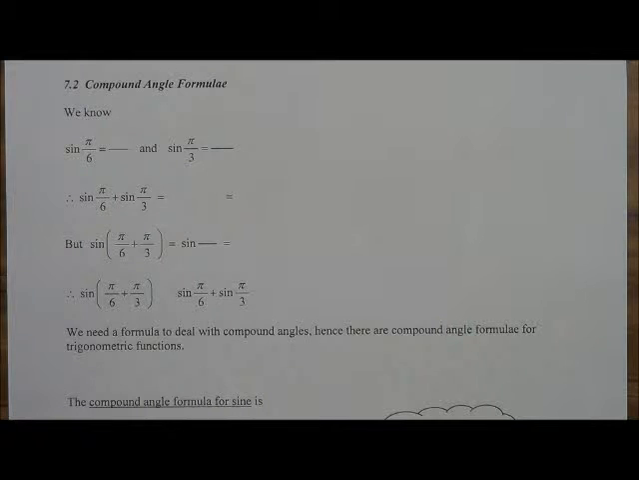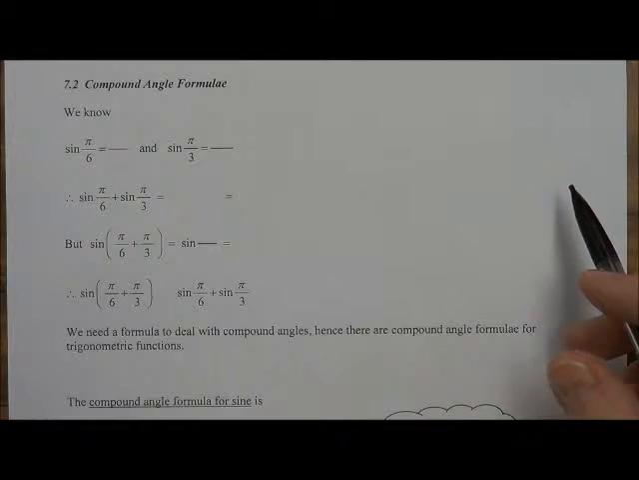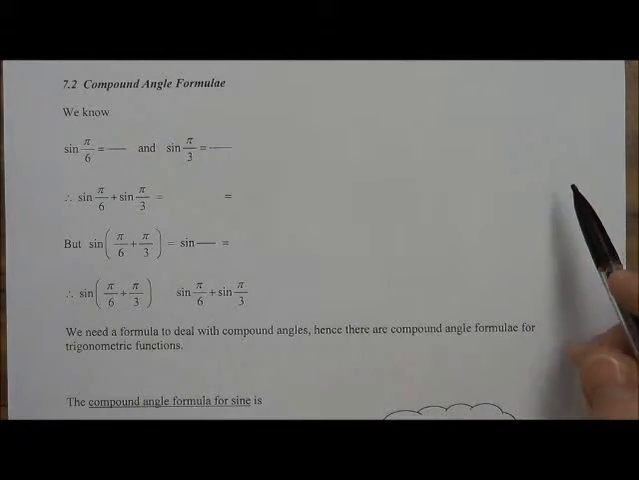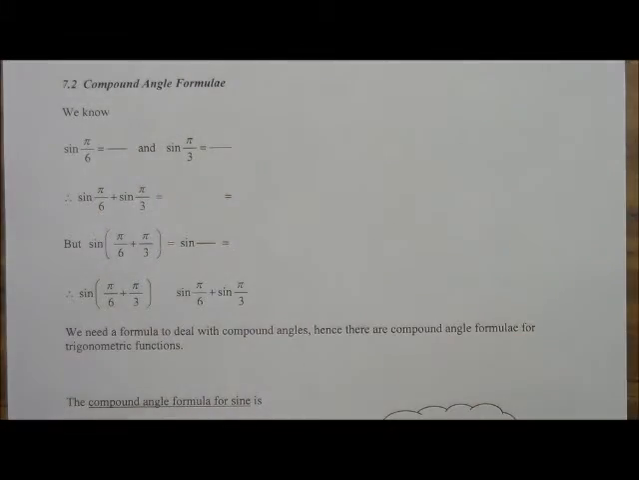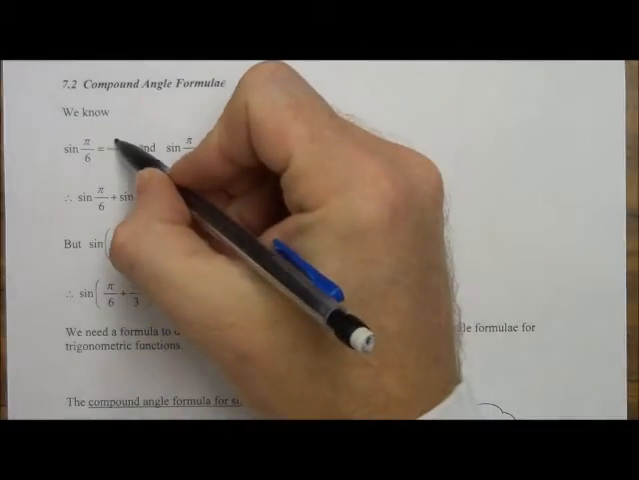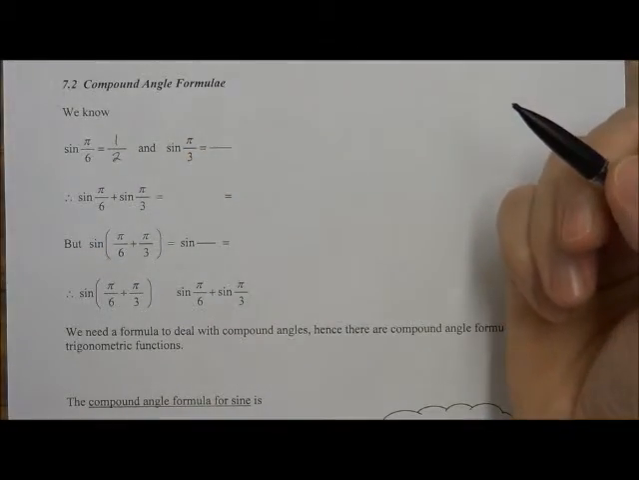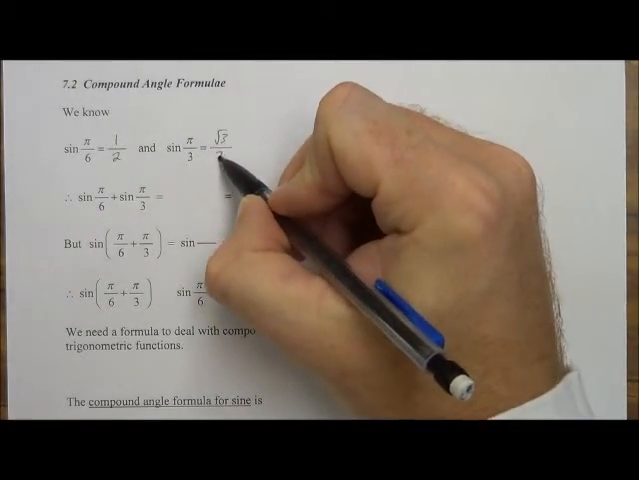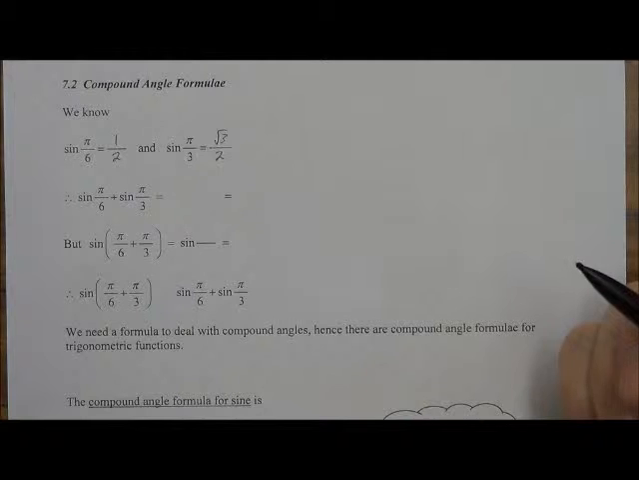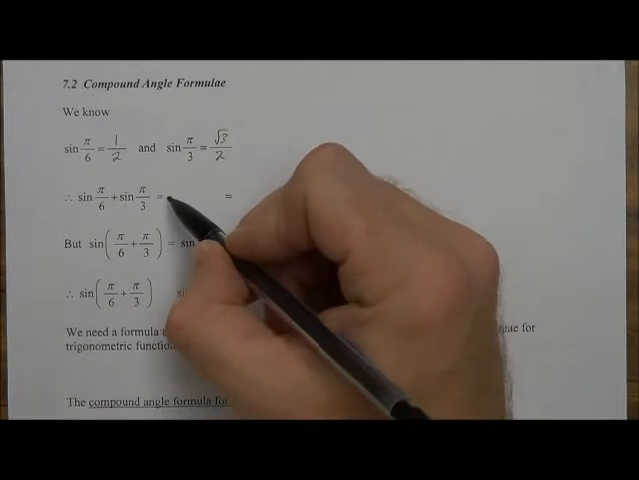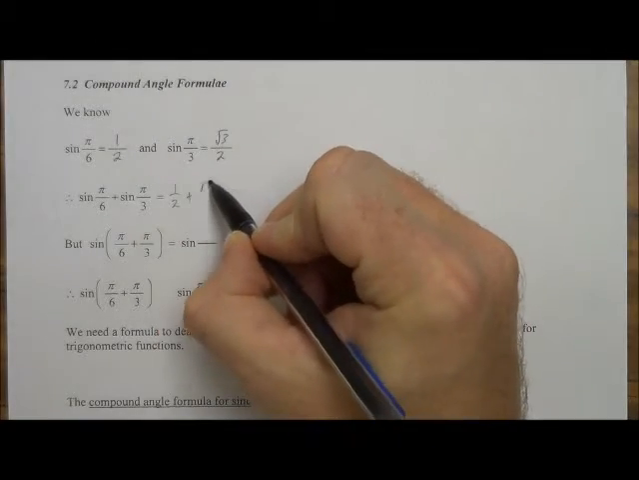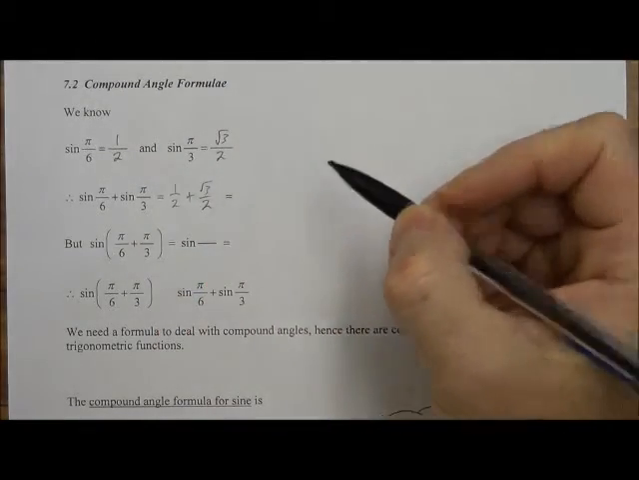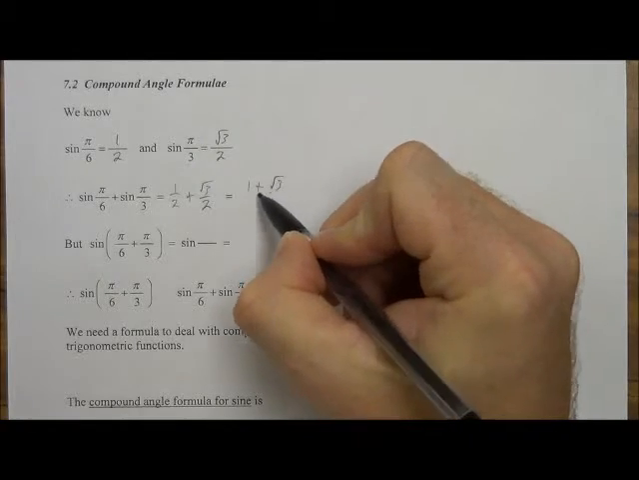Okay, so let's take a look at a couple of these angles and these trig ratios. From past experience, we know that sine of pi by 6, using our special triangles, is 1 over 2, and sine of pi by 3 is root 3 over 2. Therefore, sine of pi by 6 plus sine of pi by 3 would be 1 over 2 plus root 3 over 2, which equals 1 plus root 3 all over 2.